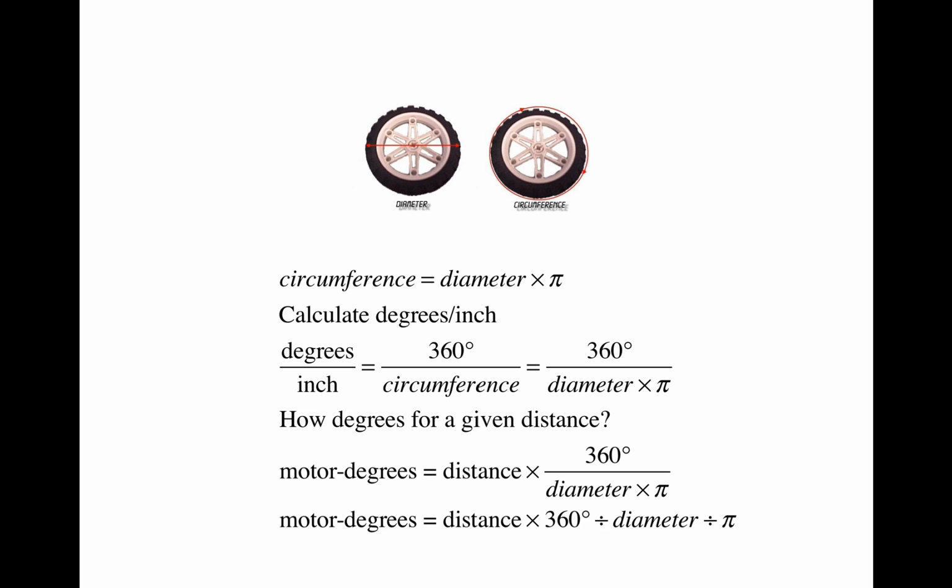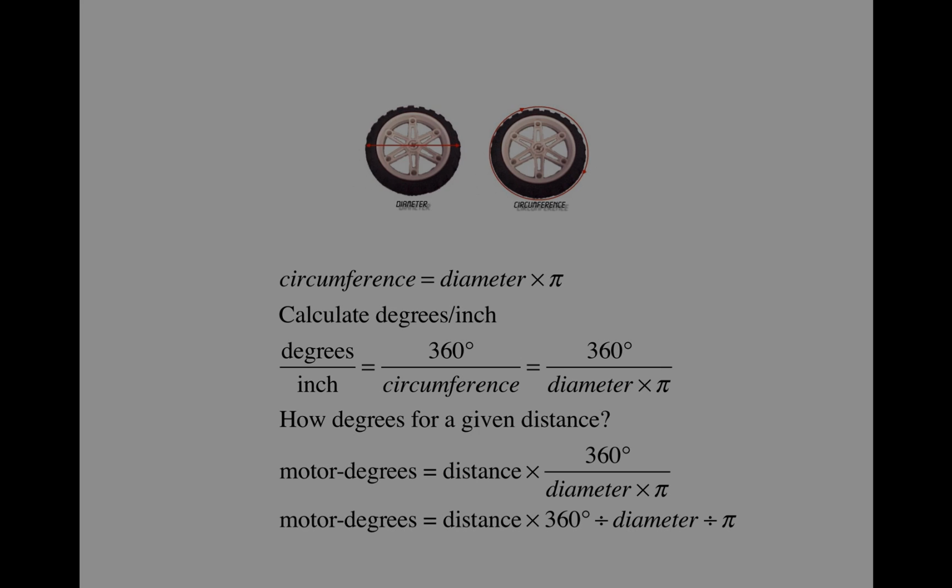So what we want to figure out is how many degrees the motor needs to turn to go a given distance. So we take that distance, we multiply it times 360, and divide it by the diameter times pi, which is equivalent to the equation on the bottom of the page, which is just distance times 360 divided by diameter divided by pi. So let's go back to the Mindstorms programming panel.